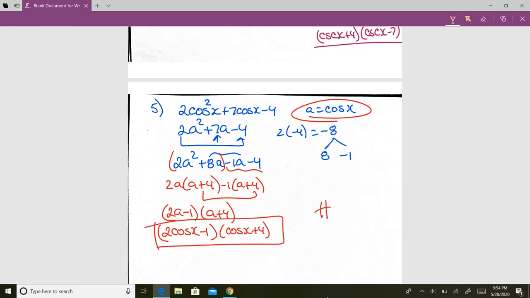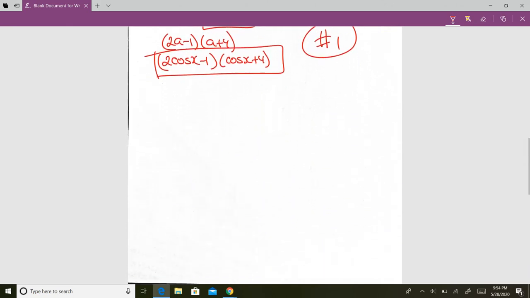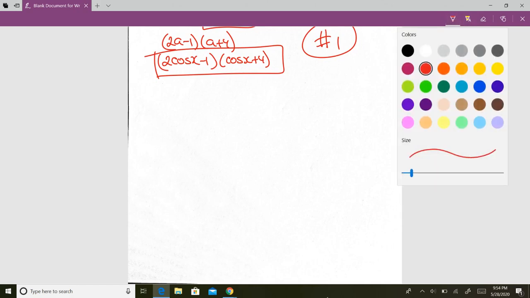I would really encourage you to do number 1 right now, because the first step in every single question is going to be factoring. And once you've done that, go to page 600.